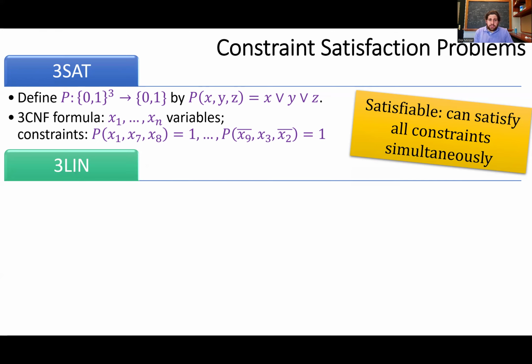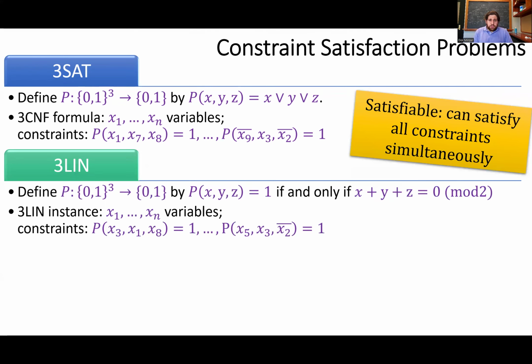Now let's go to yet another very fundamental problem, which is called 3-LIN, and we're going to present it in the same style. It's really the same, except that the predicate P now is different. In this case, the predicate P again takes 3 bits as the input, but this time you should think of these 3 bits as elements in the field of size 2, F2, and it outputs 0 or 1. And the predicate P applied on X, Y, Z is equal to 1 if and only if the sum of X, Y, and Z in the field of size 2 is 0.